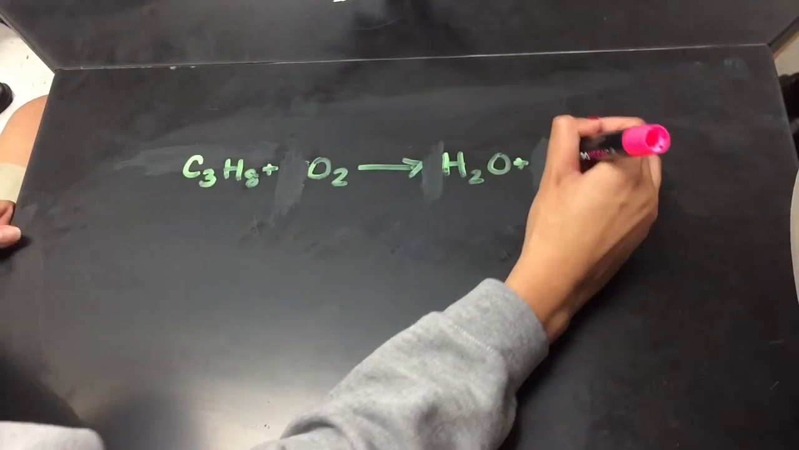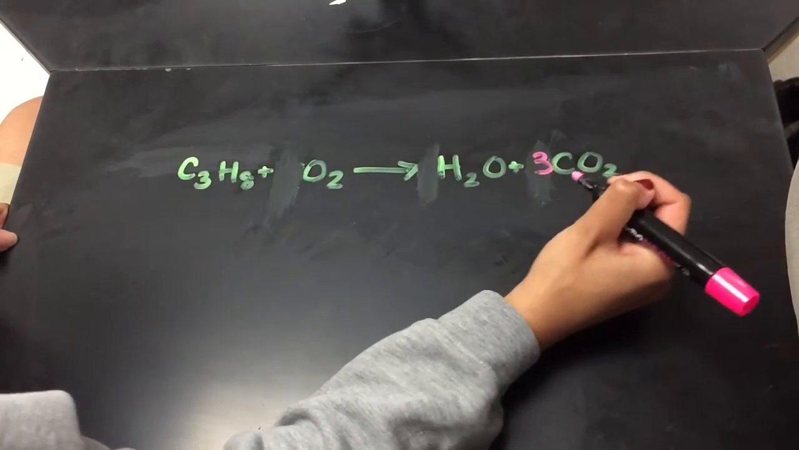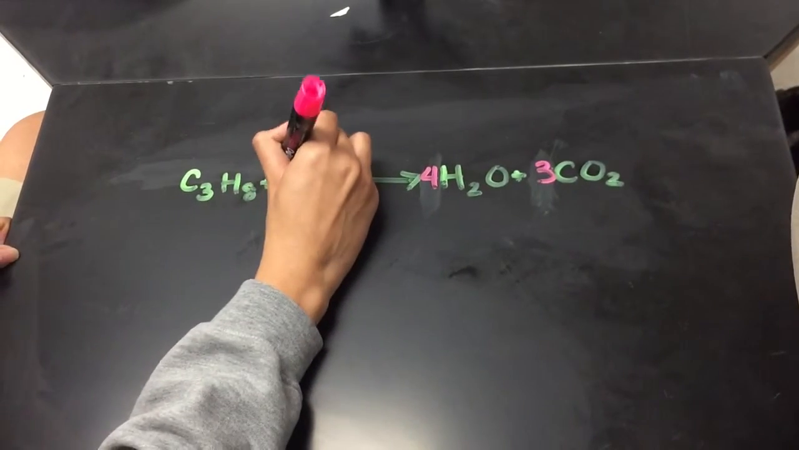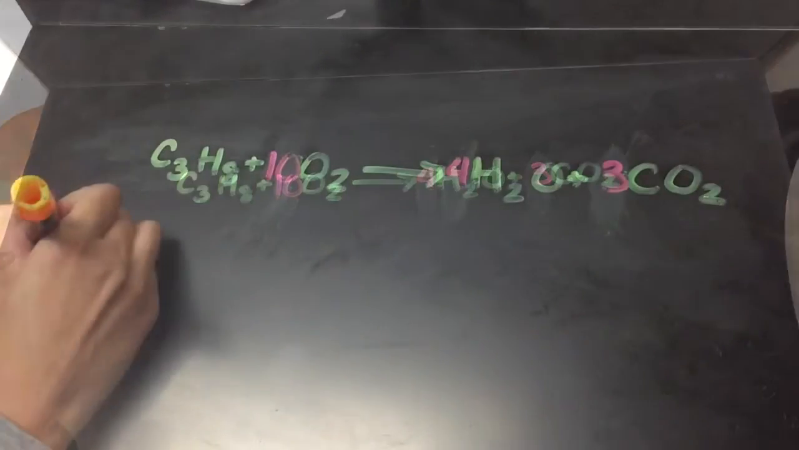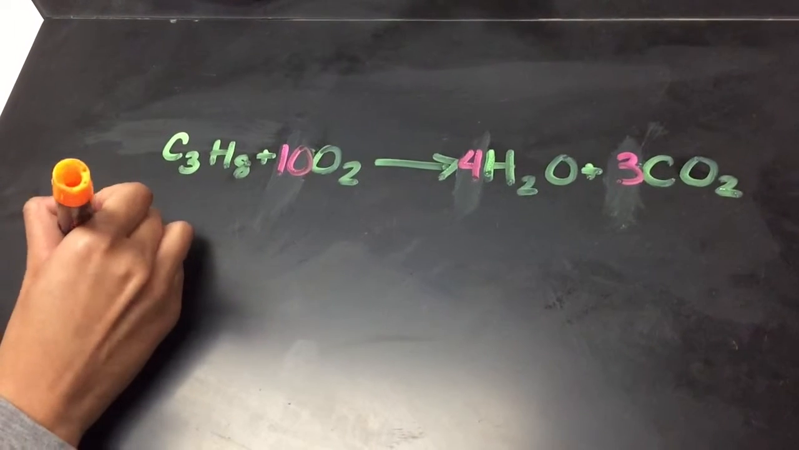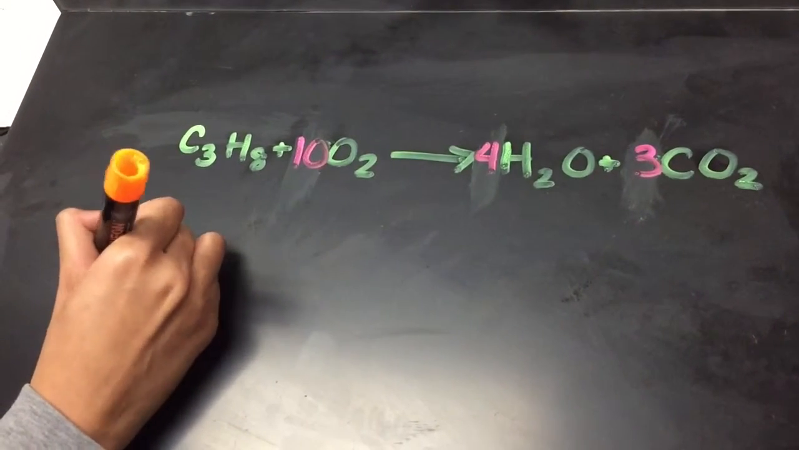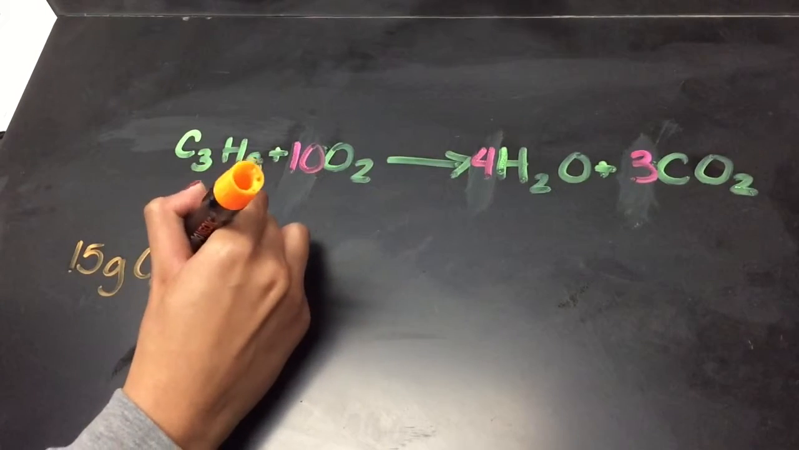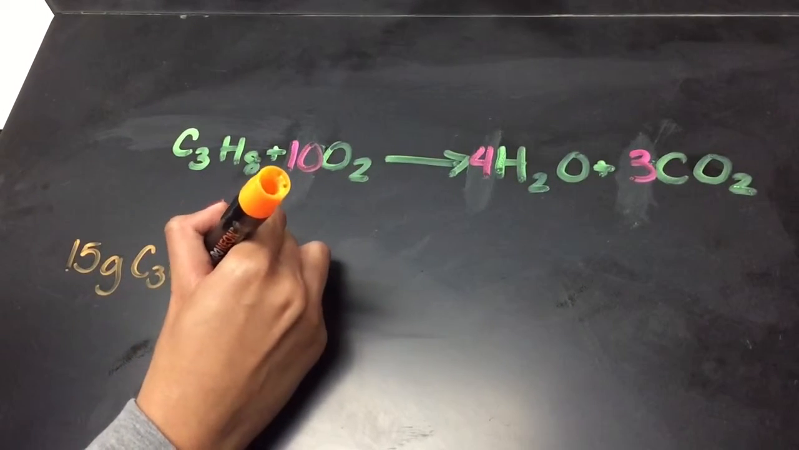The next step is to balance the chemical equation. To do this, we must have the same number of atoms on each side. How can we use the stoichiometry roadmap to find out the grams of water? The original problem gives us 15 grams of C3H8.